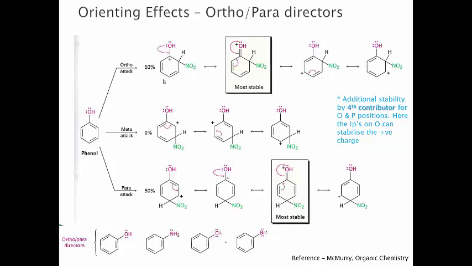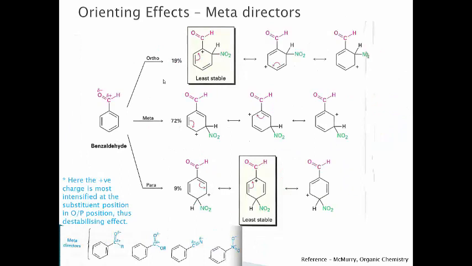Okay, so OHs, NH2s, chlorines and bromines are ortho para directors, and you'll be given this information in the exam. Okay, so our meta directors, let's have a look at benzaldehyde. We've got a carbon positive here and a negative there, so it's pulling those electrons away from the ring, deactivating the ring. So we've got deactivation occurring.